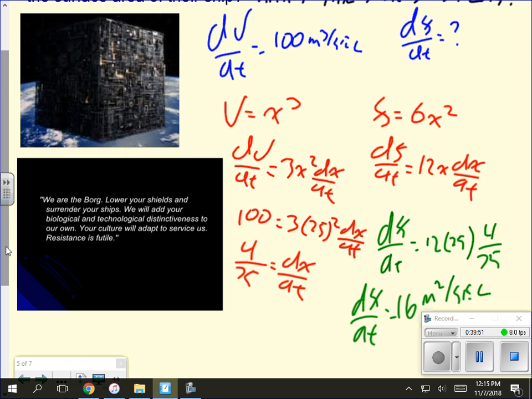Like I said, if you really, really want to, you can try to relate volume and surface area in one equation. It's not that hard to set up the equation. The derivative, on the other hand, is difficult. The derivatives here were very easy to do. The derivative of x cubed, really easy. The derivative of 6x squared, really easy.